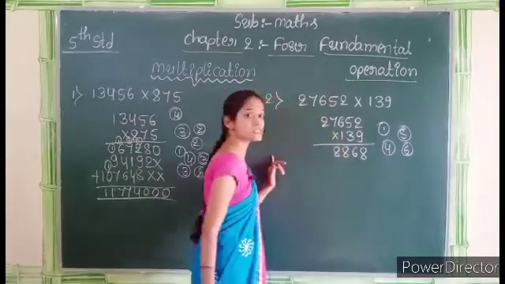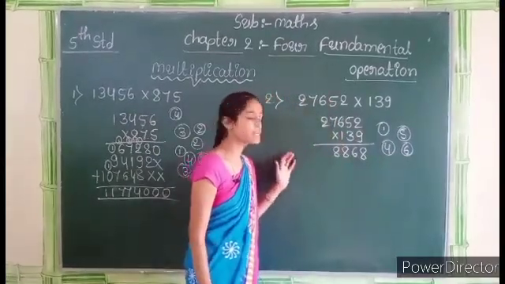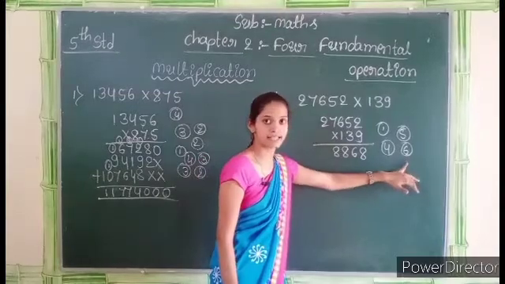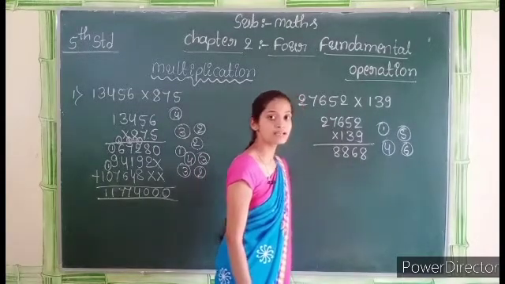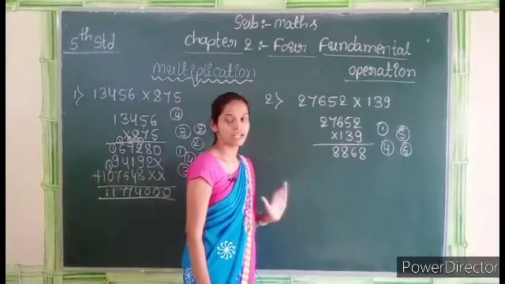Then 9 2s are 18. For that 18, again we have to add this carry, that is 6. 18 plus 6, that is 24.